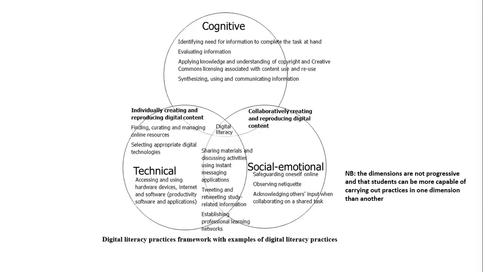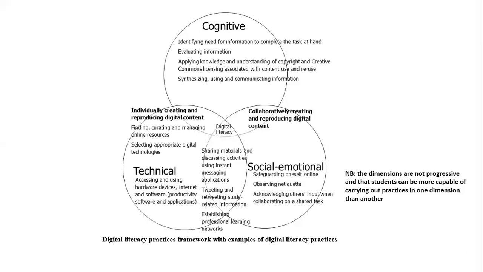And then also understanding and applying the copyright and Creative Commons licensing associated with content use and reuse. When they come across resources while working on their assignments, they should be able to understand copyright as well as Creative Commons licensing and how this works, and how they have to attribute the resources they find. And then also synthesizing and using information, which would be pulling together all the material you have for the assignment and so on.